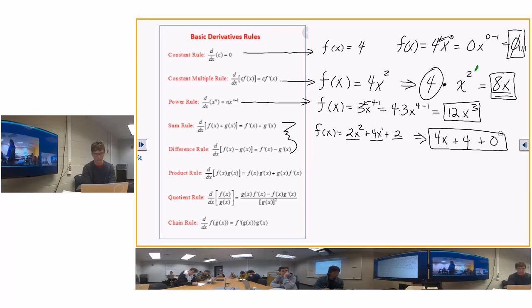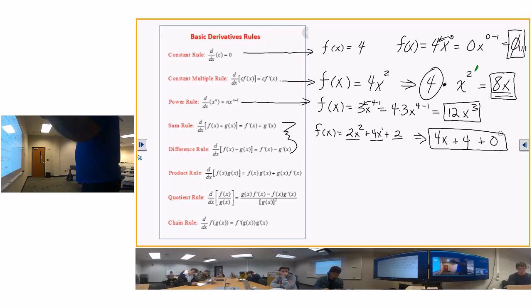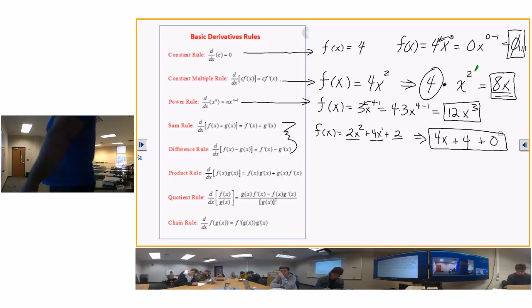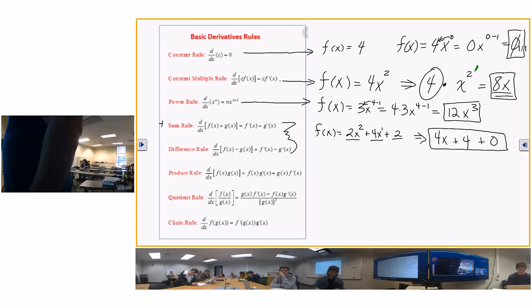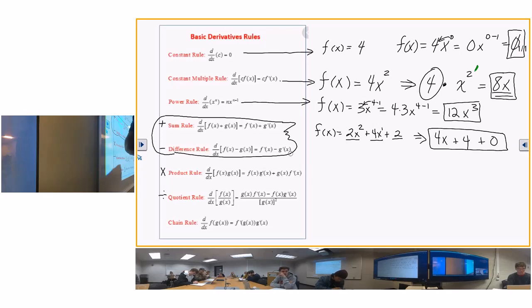Now this is important because a lot of students don't understand the difference between the sum and difference rule and the product and quotient rule. Well, it's easy. This one's addition, this one's subtraction, this one's multiplication, and this one's what? Division. That's basically it. But the sum and difference rules really are the same. Just take the derivative of individual terms.